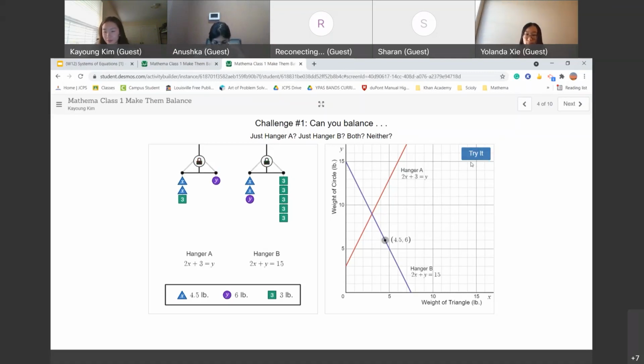3, 9. Ooh, let's try that one. So 3, up, 9. Yeah, so that point is the point where both of them are going to be balanced. And you'll see what this means in a more formal way in a second. But if I have two lines that are graphed, the point where they intersect, where they meet, is going to be a solution for both of them.